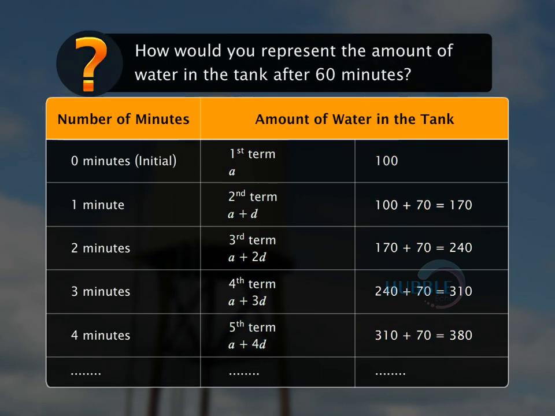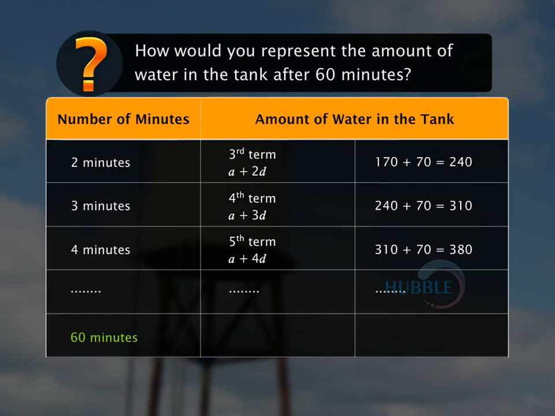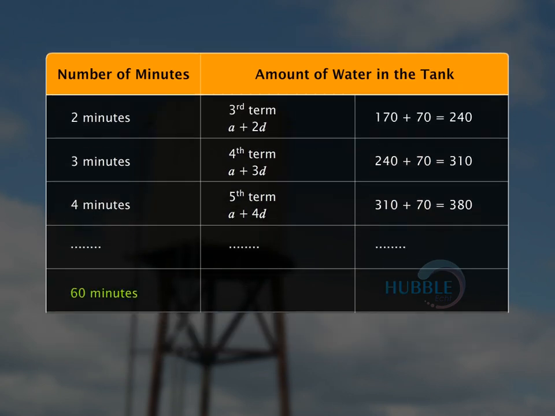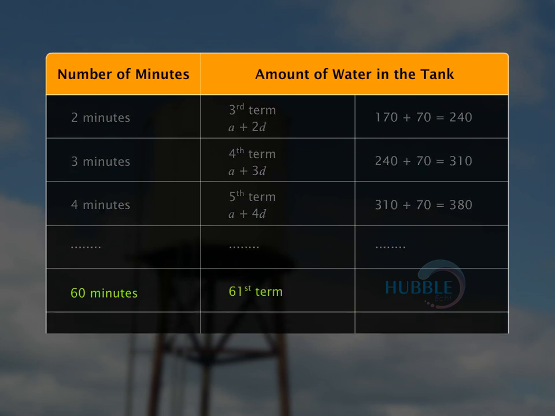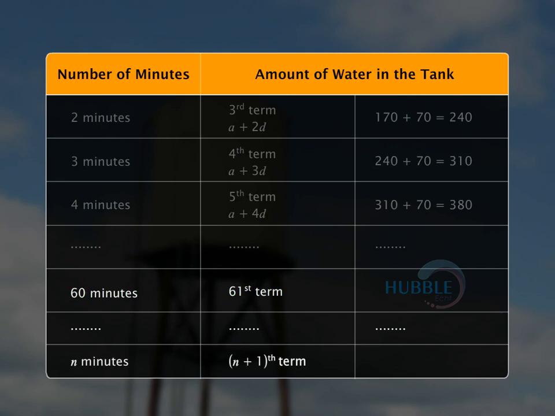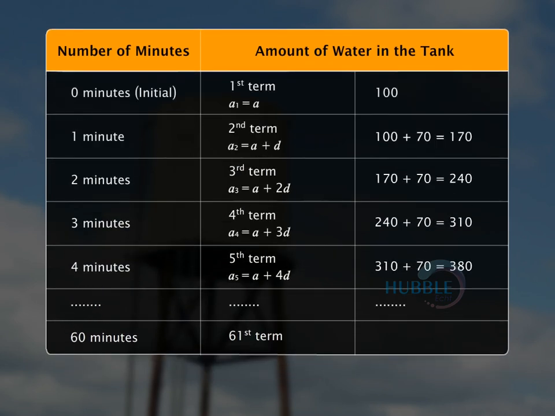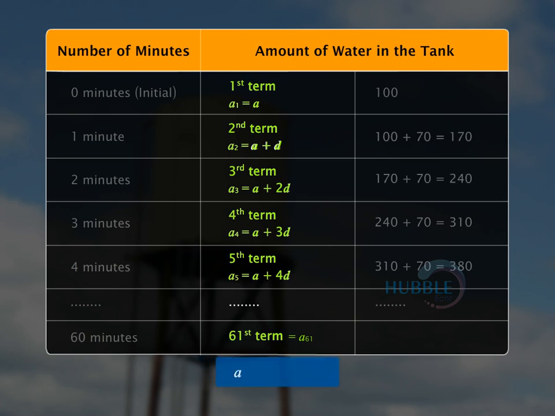How would you represent the amount of water in the tank after 60 minutes? The amount of water after 60 minutes is represented as the 61st term. In general, we represent the amount of water for n minutes as the (n plus 1)th term. We can say that A1 is the first term, A2 is the second term, and so on. So the 61st term in an AP is A61. In general, the term An is the nth term of an arithmetic progression.